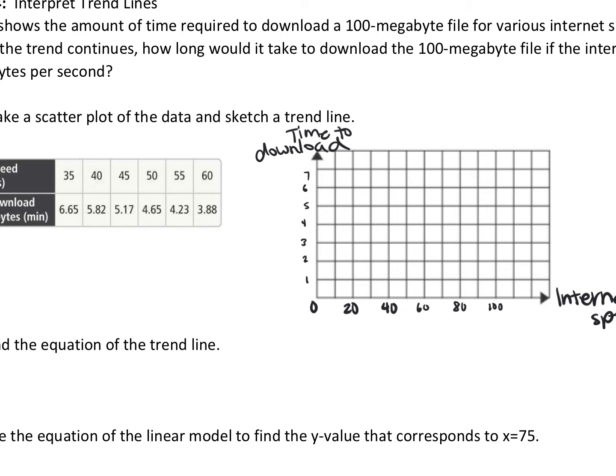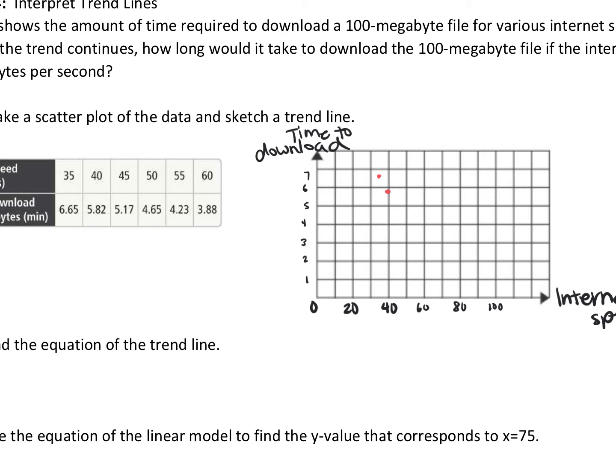All right, let's plot our data points. This will be our scatter plot. So our first point is 35, 6.65. You will kind of do some estimating on the location of these. So 35 up 6.65, I think is right about there. Our next ordered pair is 40. So I'm going to go over 40 and up 5.82. It's kind of right below the 6 right there.